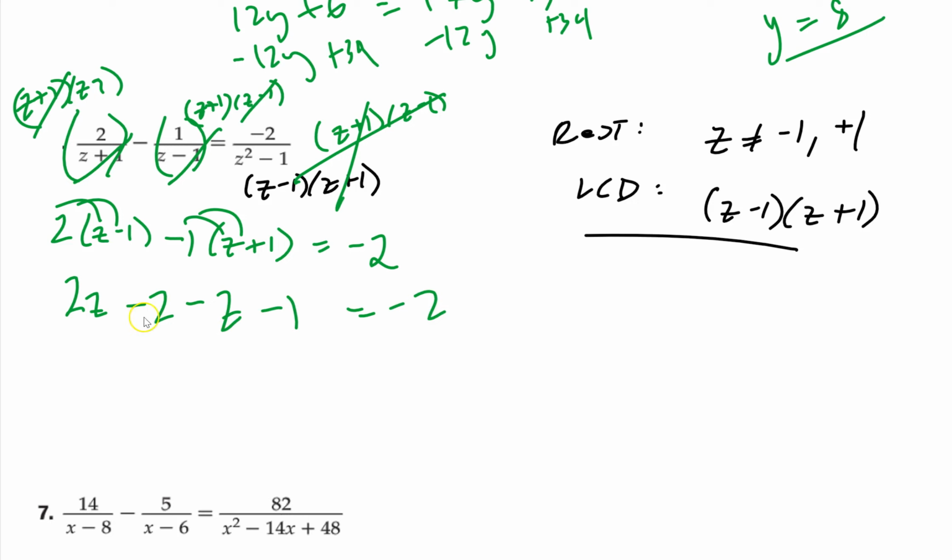Right, so let's add terms. I can add the z's together and I get z. I can add these together. I get negative 3 equals negative 2. Add 3 to both sides. And I get z equals 1.